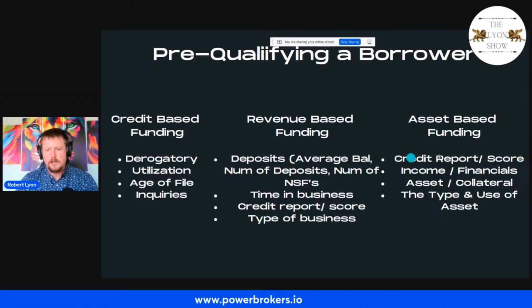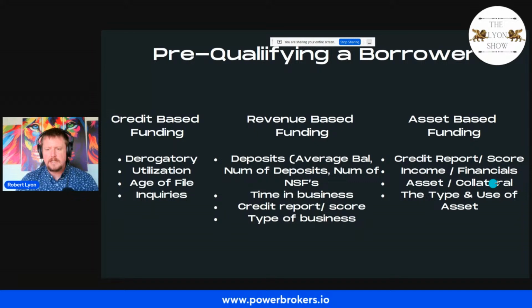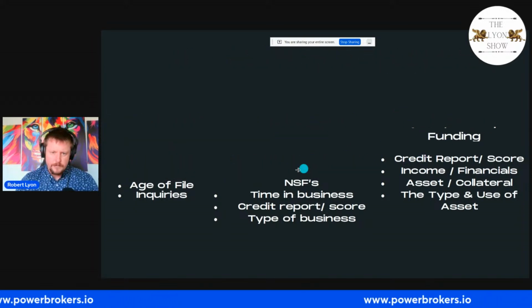Asset-based funding, they're going to look at your credit report. They're going to look at your income. Can you afford this property? And then they're also mostly going to look at the asset that they're lending against. If the asset has a lot of room to make some profits, you're going to be in the clear. But if there's not a lot of room, if the assets are risky, you're not going to be able to do it. And then the type of asset, is it a car? Is it a house? Is it a mobile home, right?